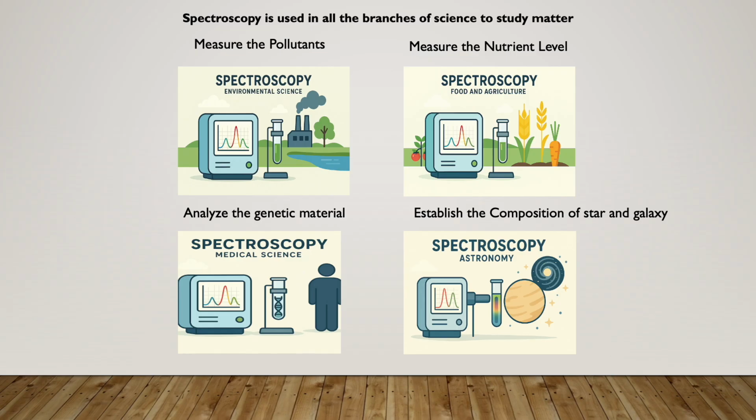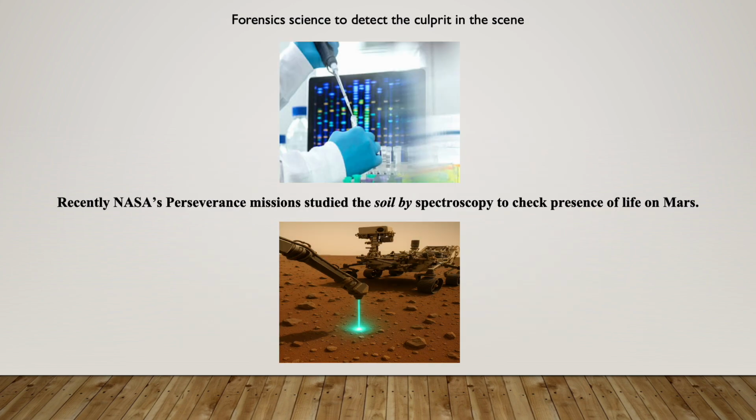It is used in environmental science to study the pollutant. It is used in food and agriculture to measure the nutrient level. It is also used in medical science to analyze the genetic material. It is used in astronomy to know the composition of star and galaxy. It is also used in forensic science to detect the culprit in the scene. Recently, NASA's Perseverance mission studied the soil by spectroscopy to check the presence of life on the Mars.